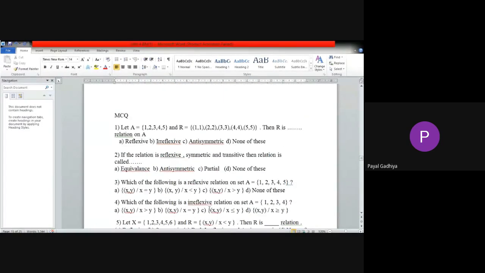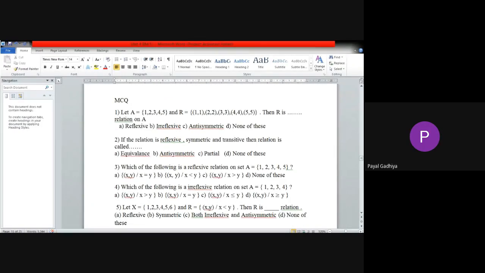Yes, ma'am. Okay, let us see some MCQ questions. The first is: a set is given to you and R is also given to you, and then these are the options. Whether this relation is reflexive, irreflexive, antisymmetric, or none of these. What will be the answer?